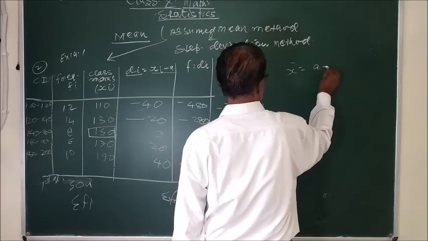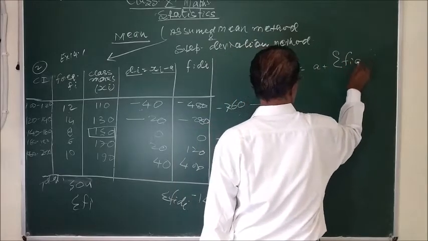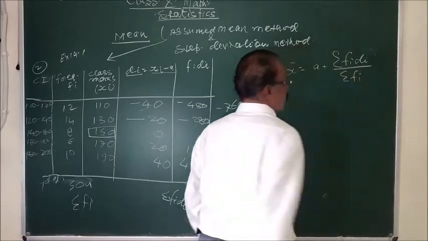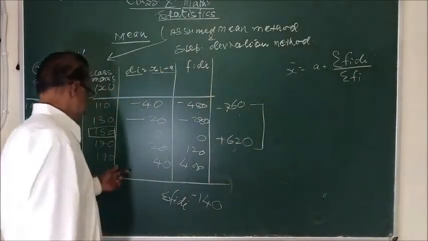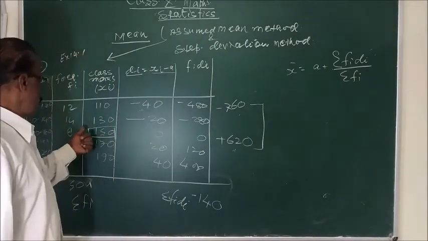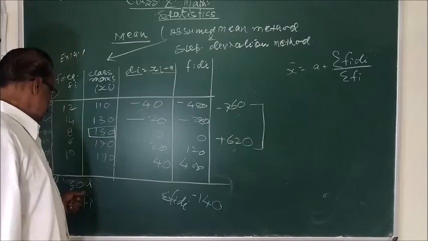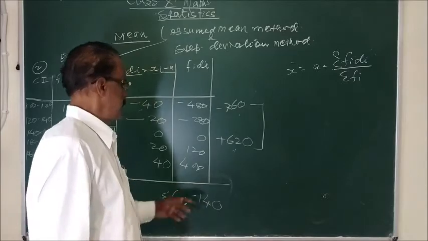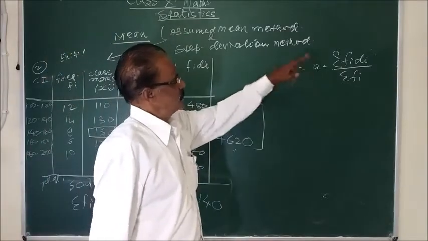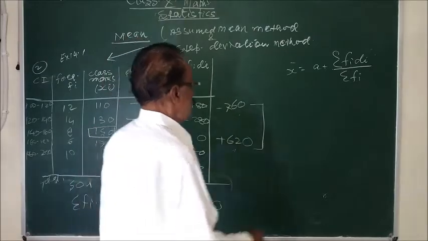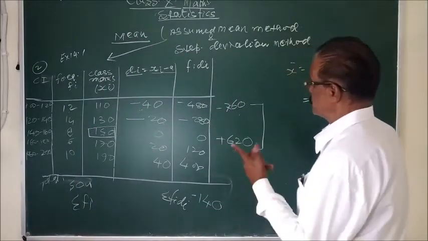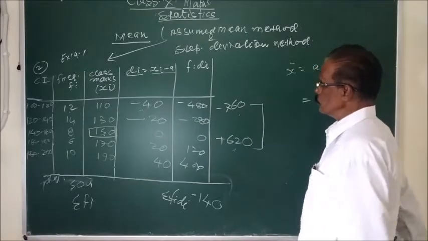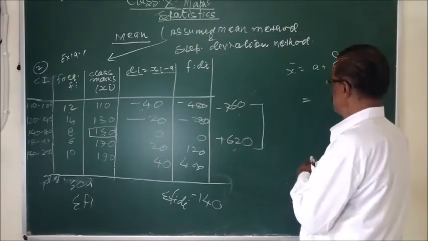mean is equal to a plus sigma fi di upon sigma fi. Now you put these values. a you have already found, 150. This is the sum of the frequencies, and this is the sum of the product of frequency and deviation. Now on putting these values, you will get the mean of this given data. This method is called the assumed mean method.